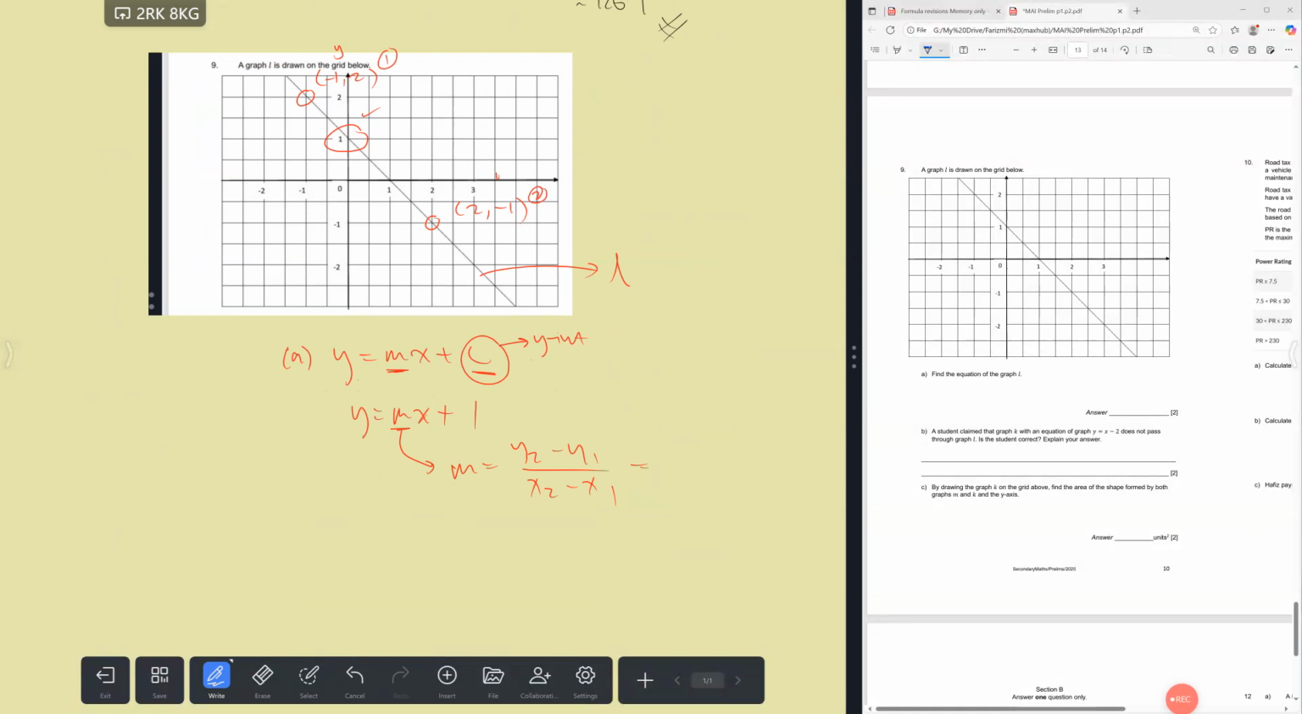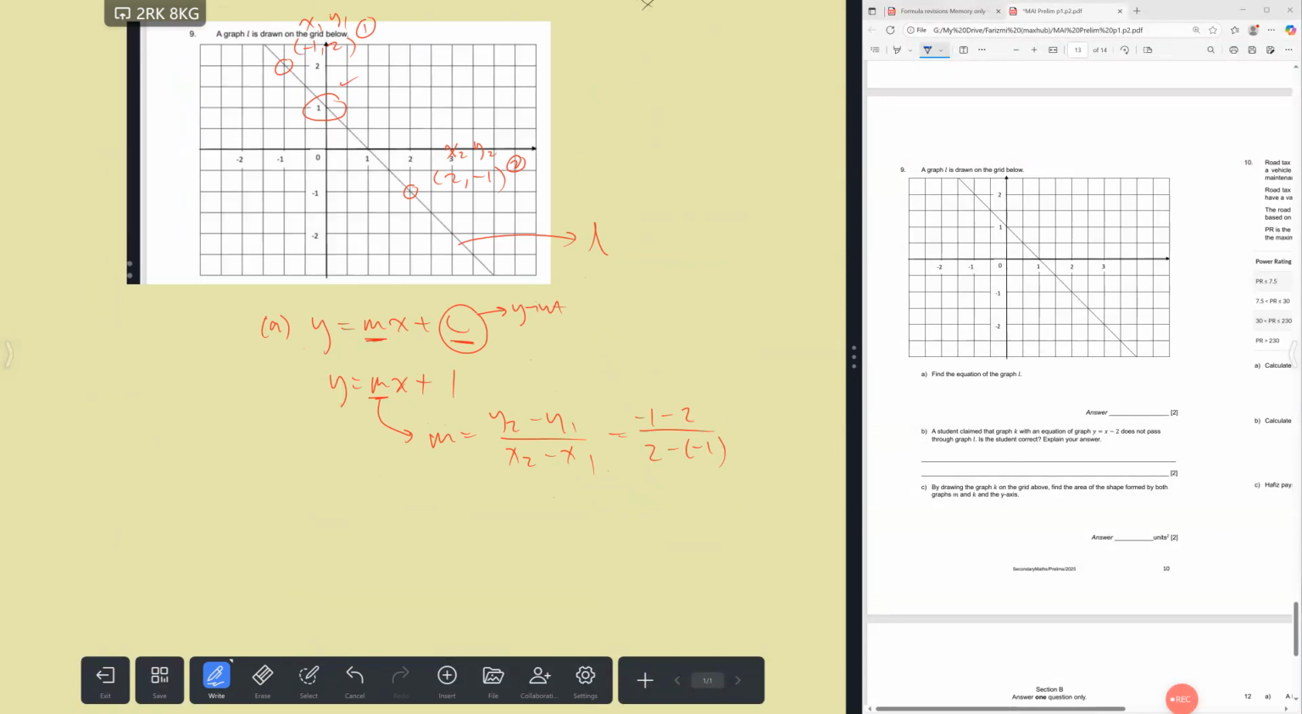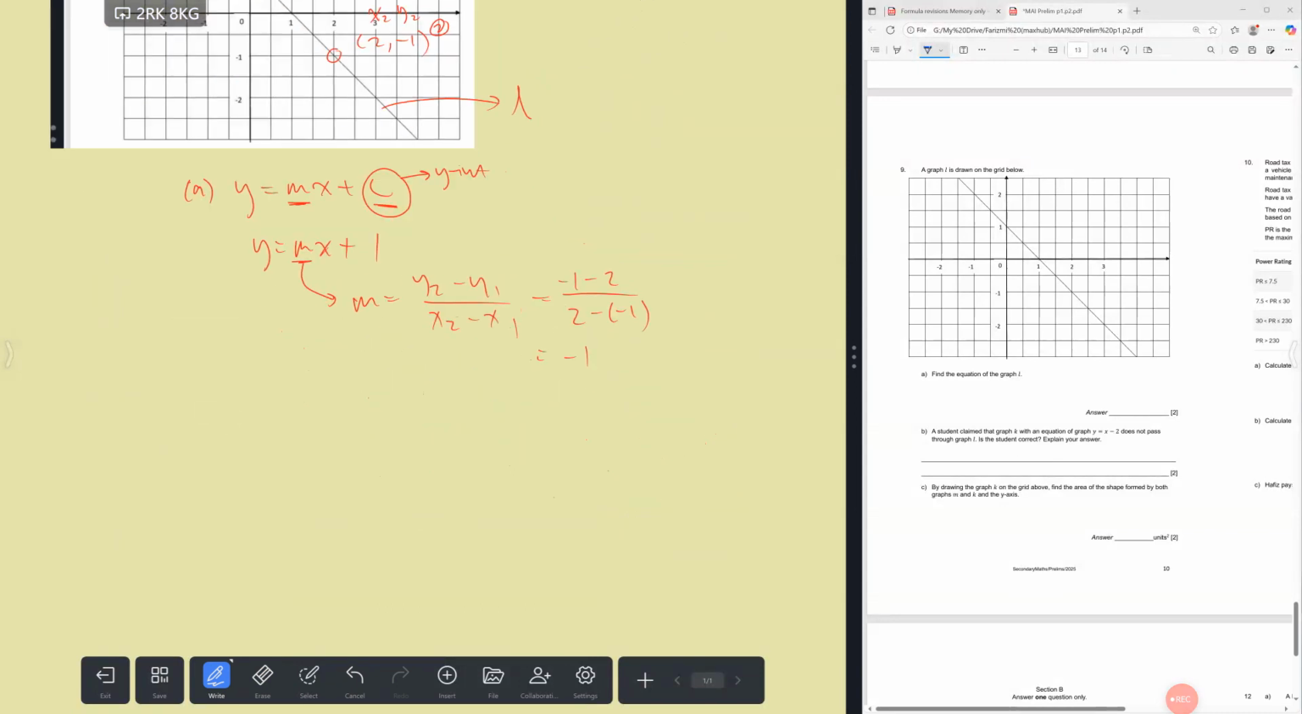So it's y2 minus y1. Let me just get rid of the extra y. And this is our x2, and this is our x1. You take -1 minus 2 over 2 minus -1. And what do you have? Minus 3 over 3, you get -1. Okay? So now your equation for the line L is y equals -1x plus 1.